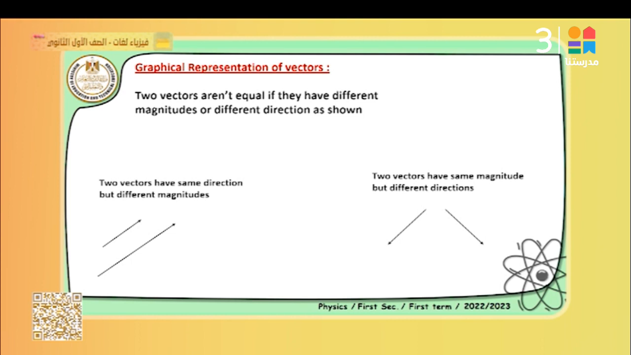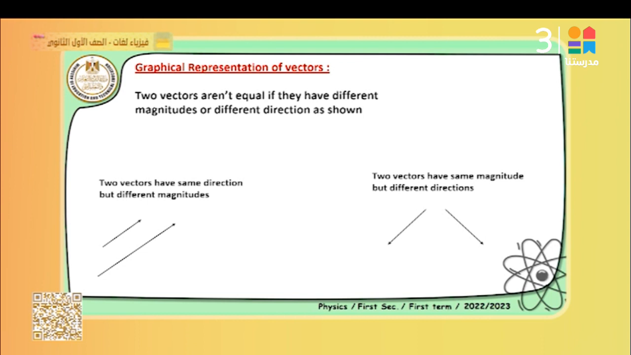The two vectors aren't equal if they have a different magnitude or a different direction. فأنا بالنسبة لي لو حصل أي خلل في شرط من الشرطين، ال two vectors they don't have the same magnitude مش قد بعض، أو they don't have the same direction, so they are not equal vectors. ما أقدرش أقول عليهم إنهم متساويين أو قد بعض.